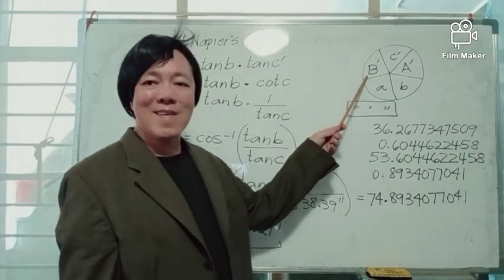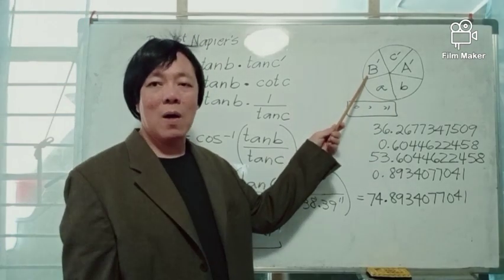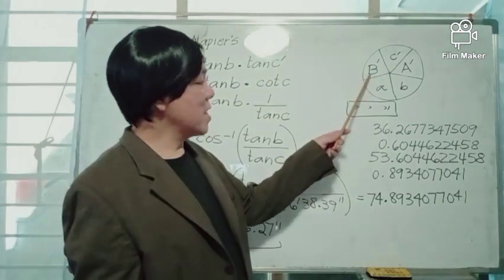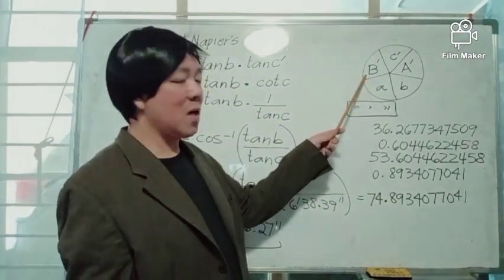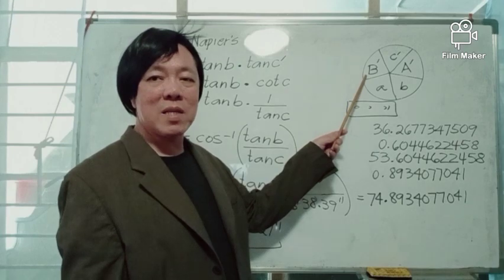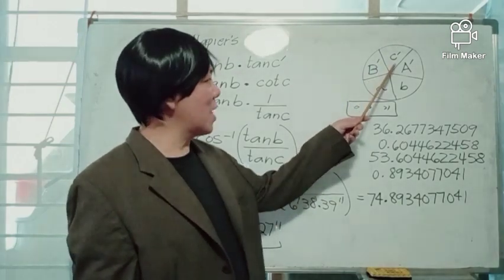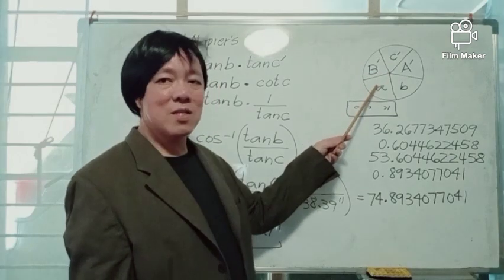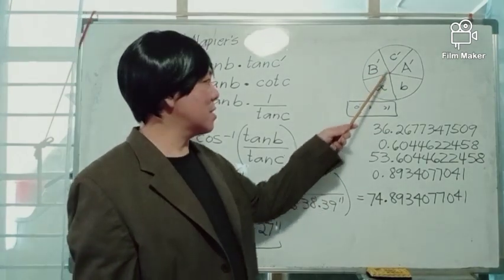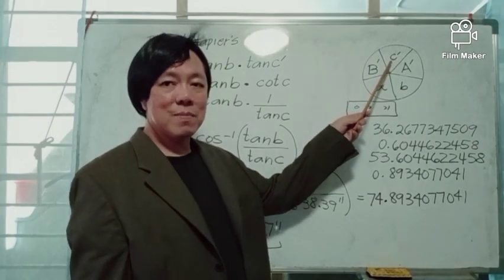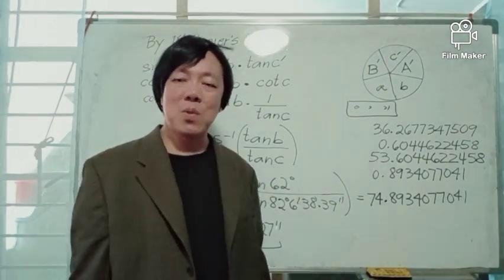To find the angle capital B, you may use either Napier's rule number 1. By Napier's rule number 1, your middle part is capital B prime. The sine of the middle part is equal to the product of the tangents of the adjacent parts. Small a is given, we found small c. So you can use Napier's rule number 1.